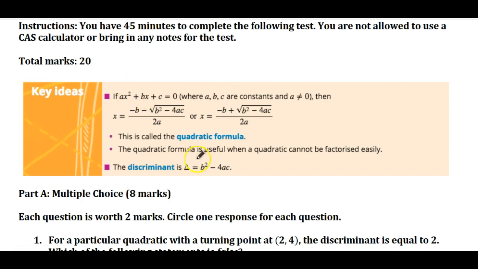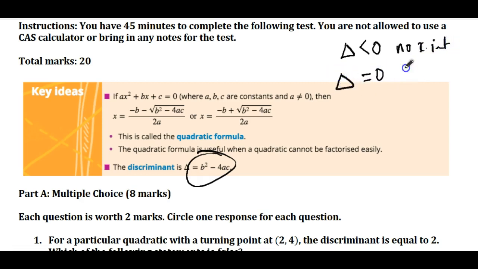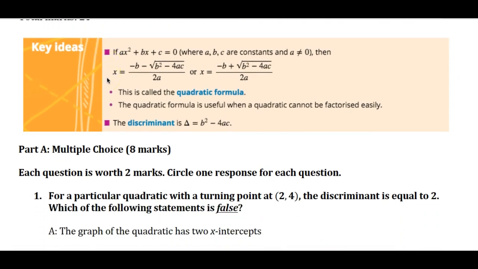And the discriminant as well. So remember the discriminant and what that is used for. So the discriminant, we represent using the triangle. When your discriminant is less than 0, you have no x-intercepts. When your discriminant is equal to 0, you have one x-intercept. And when your discriminant is greater than 0, you have two x-intercepts. So you need to remember that as well. All right, let's move into the solutions because this might be a long video.